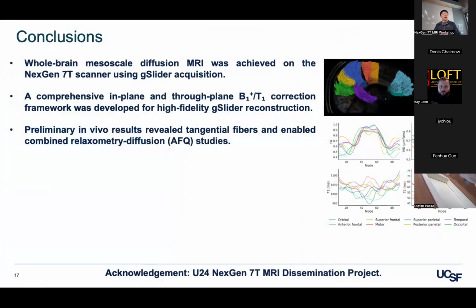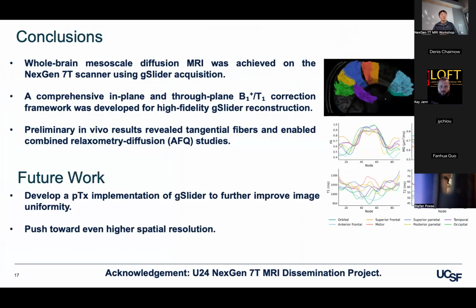So in conclusion, in this project, we achieve whole brain mesoscale diffusion MRI on the NexGen 7T using the gSlider acquisition, and we propose the in-plane and through-plane correction framework for high-fidelity gSlider reconstruction. Our preliminary in vivo results show the tangential fibers and combined relaxometry-diffusion studies. In future work, we plan to develop a pTx version of gSlider to further improve image uniformity, and we will further push toward even higher spatial resolution.